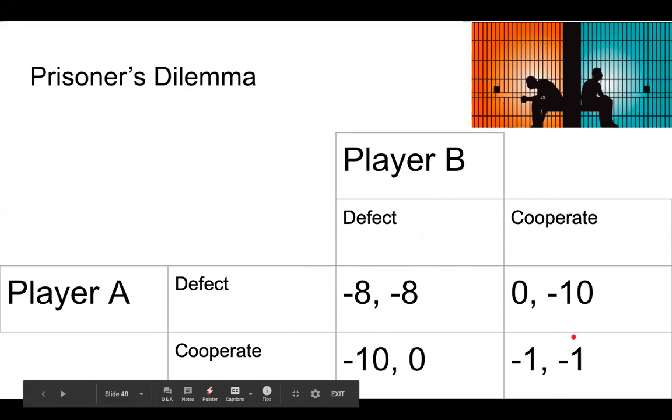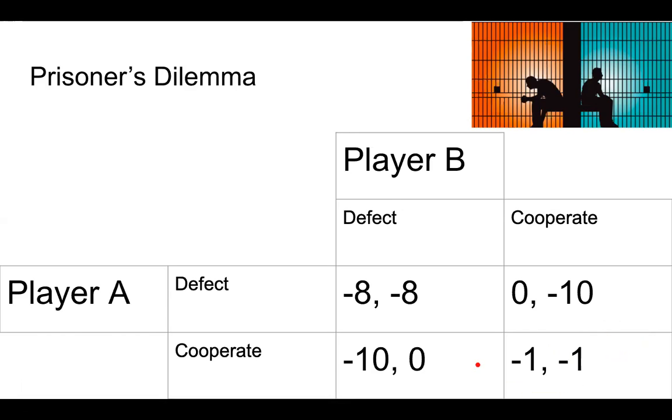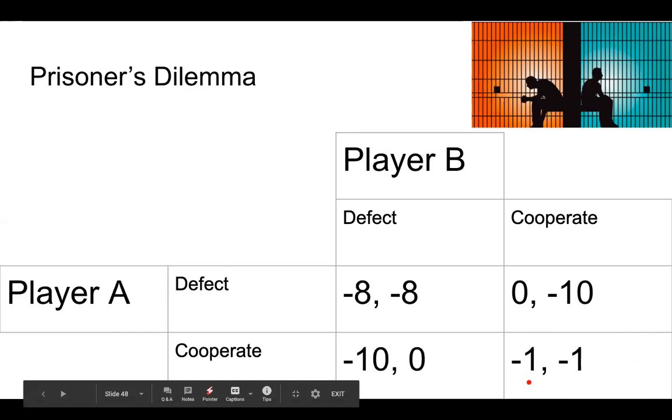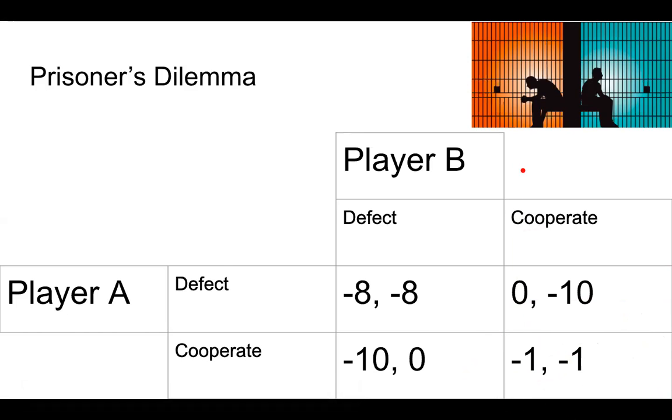It's clear that if they both cooperate, it's better for both of them. That's the thing that's best. But if you think they might cooperate, then you instead defect, and suddenly the other person's just terribly off.